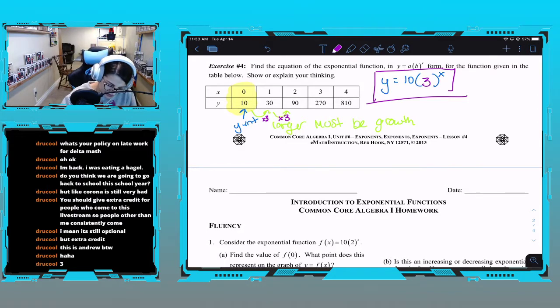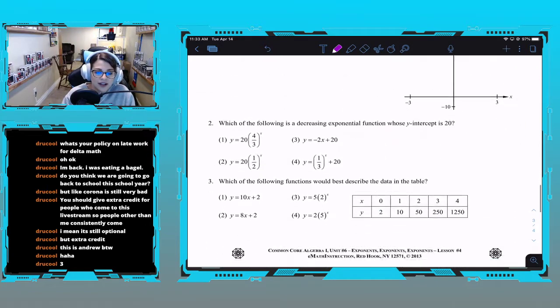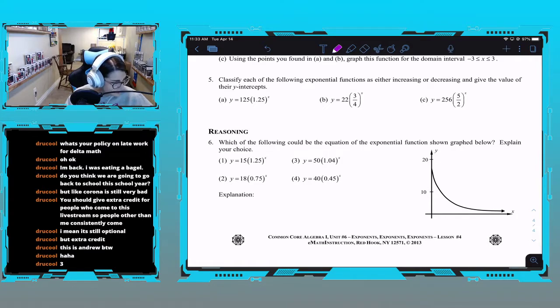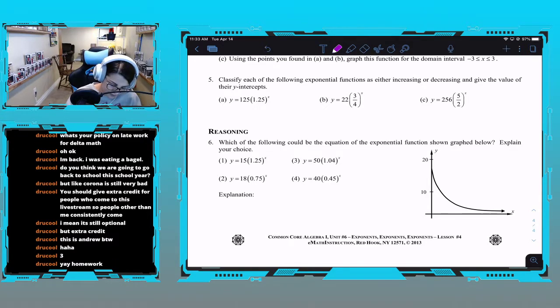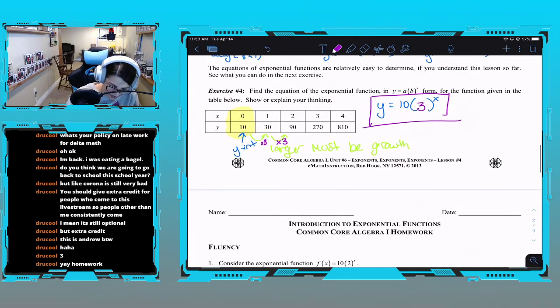So your homework tonight is to do the front and the back of this. Actually, when did I make this due? Hold on, let me go to my other screen. Let's make this due on Friday. Yay, homework. Yes, because some of you guys are falling behind, so I want to give you a little time to catch up.